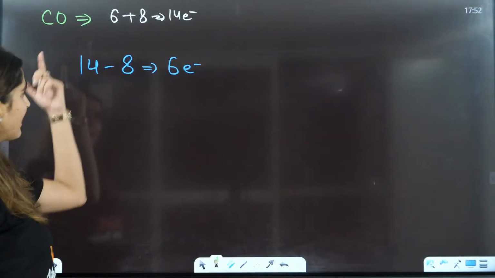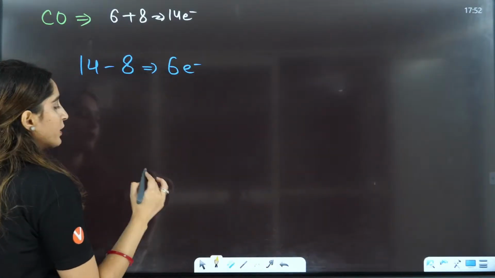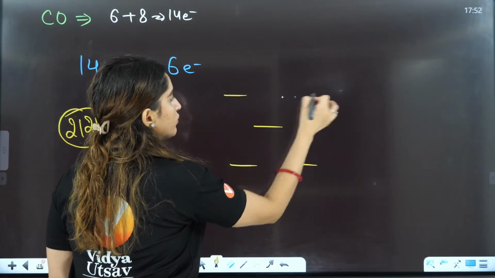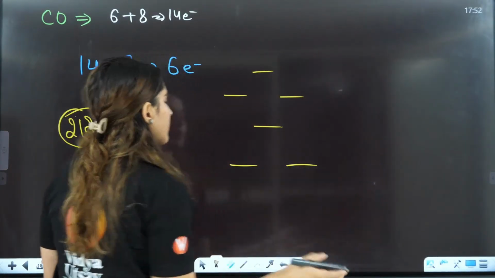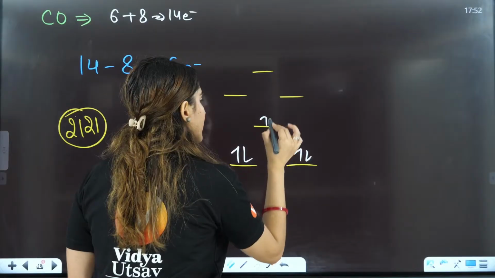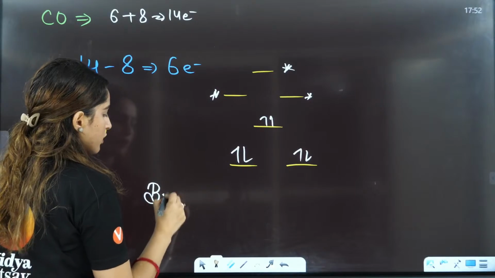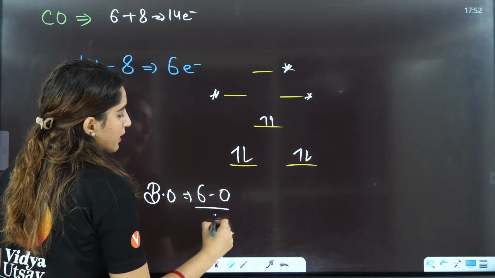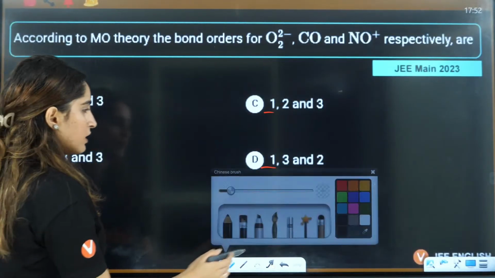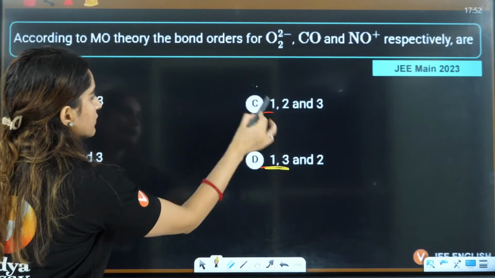Now, in the neutral state also it has 14 electrons. So we will say 14 electrons means it should be 2 1 2 1, 2 1 2 1. 6 electrons means 1, 2, 3, 4, 5, 6. This is anti-bonding. So bond order is going to be 6 minus 0 by 2, that is 3. So CO bond order is nothing but 3. So option 1, 3 is eliminated.